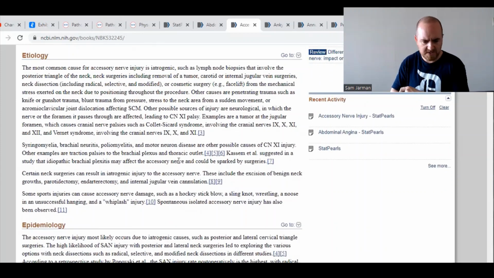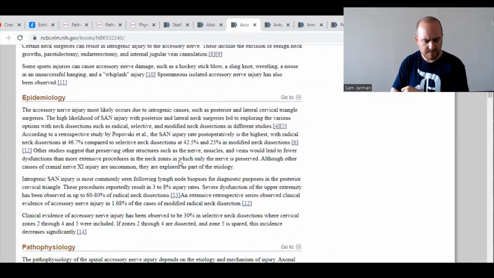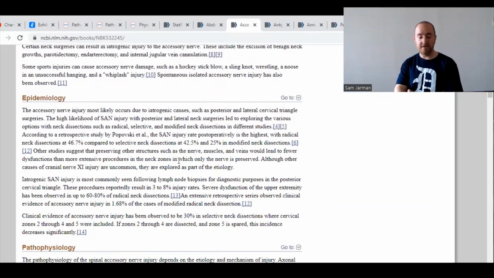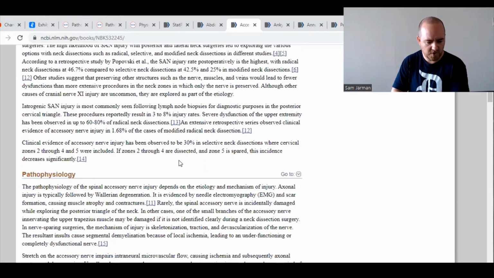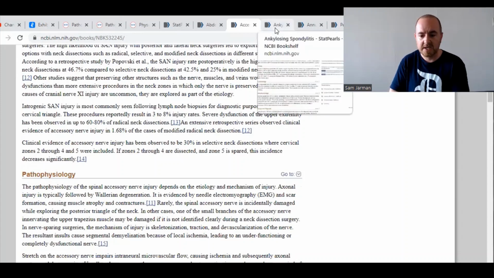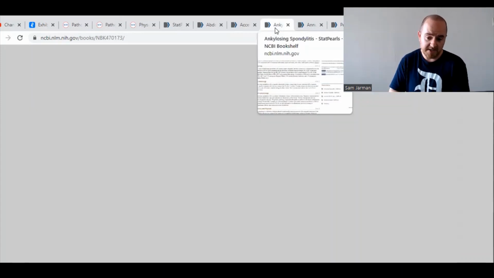I'm just scanning. Anyways, that's okay. The term is not coming to my head. Atrophy, that's it, atrophy. Anyways, we're going to move on to ankylosing spondylosis or ankylosing spondylitis.